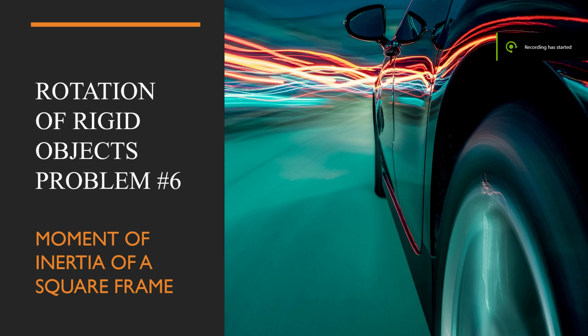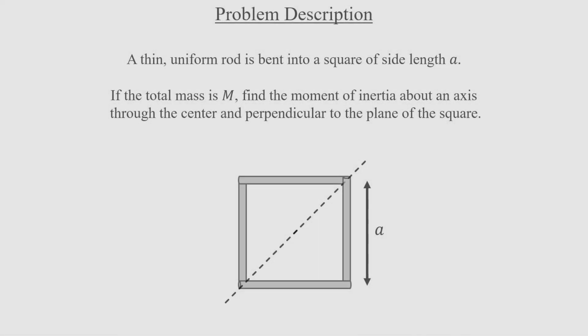It's time to move on to another topic in the rotation chapter that we haven't seen yet. Here's our problem. Imagine that we've taken a rod and bent it into the square shape that you see on the screen. Each side of the square has a length of a, and what we need to do is figure out the moment of inertia for this entire square frame that's relative to a rotational axis acting through the center.